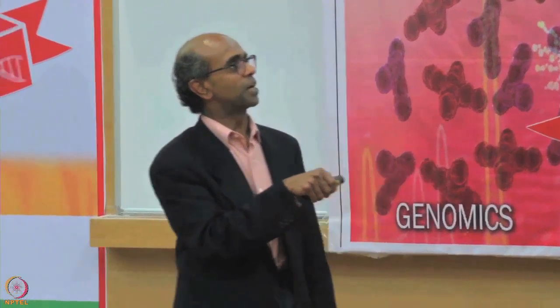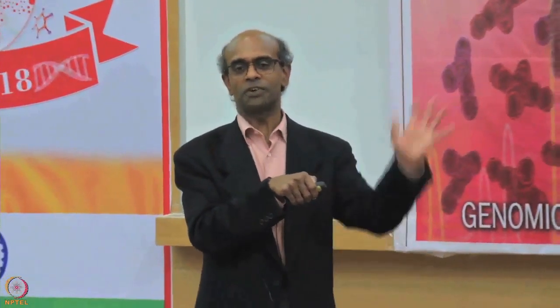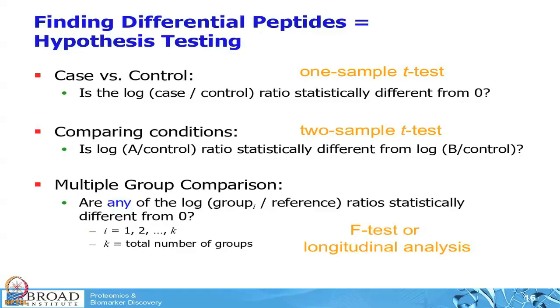The other option is multiple group comparison. I have 5 PAM50 groups for breast cancer. Can I find a marker that is different in any one of those groups? So that is a multi-group problem. And for each of these scenarios, you would do a different kind of test.